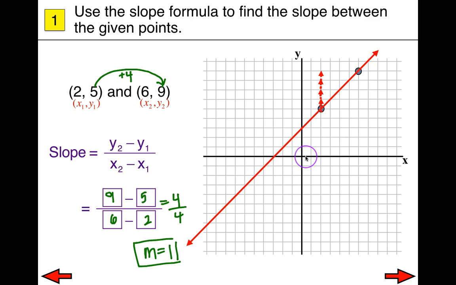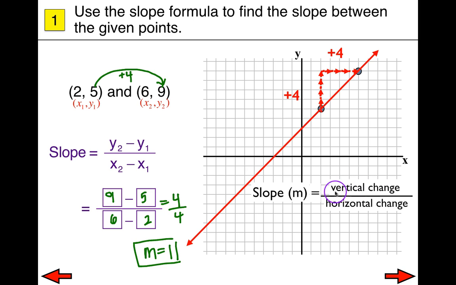So in this case, it's changing 4 up, so that's positive. Then it's changing 4 to the right, so that's also positive. So here, if I write things in the case of vertical change over horizontal change, I would have that slope is positive 4 over positive 4, which once again will reduce to 1. So here, notice that it doesn't matter which method you choose, whether it's using the slope formula or graphing it in a graph, you will still get the same slope.